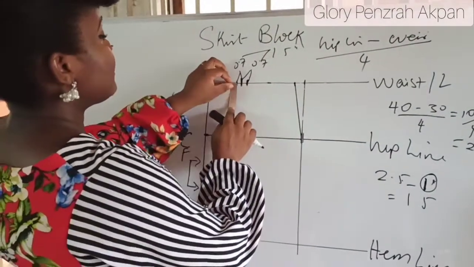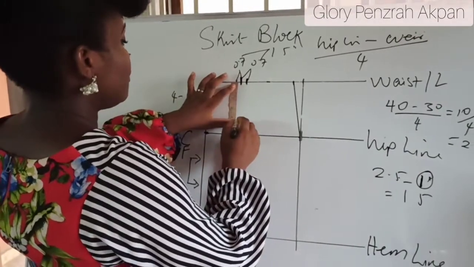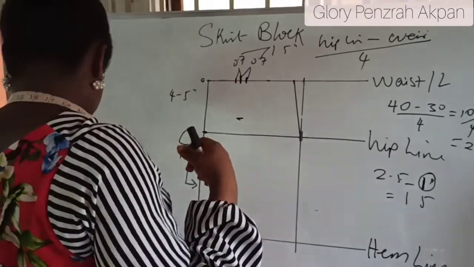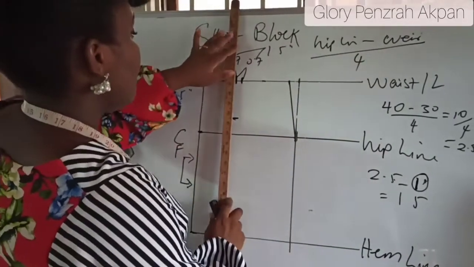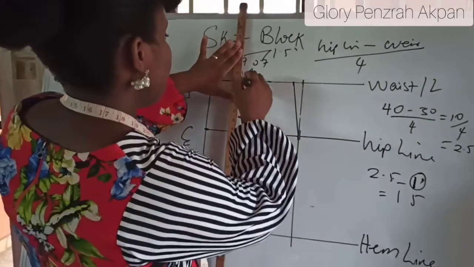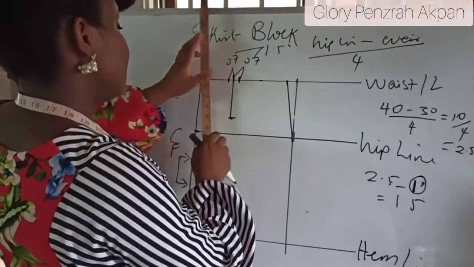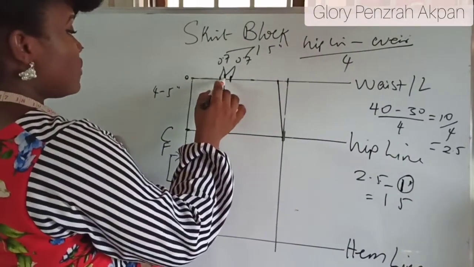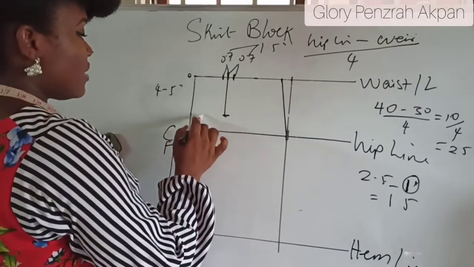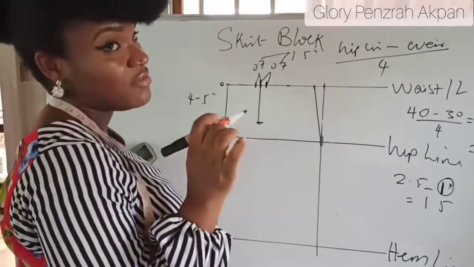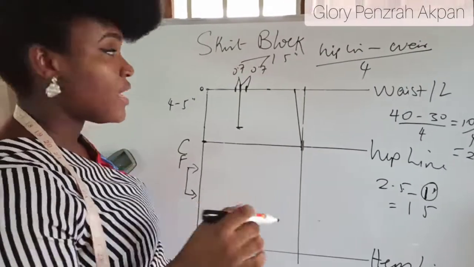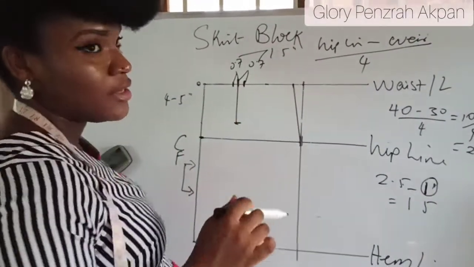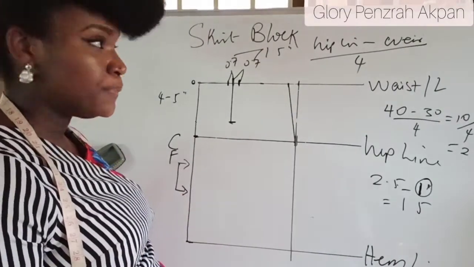So coming to the waistline, you mark 4 inches downwards, and then connect your bust spans, or your bust distance, down to that point, such that from there to there is 3.5 inches, and from here to here has to be 3.5 inches as well. If it isn't, then this line is not a straight line, and you want it to be straight so your darts will not be crooked.